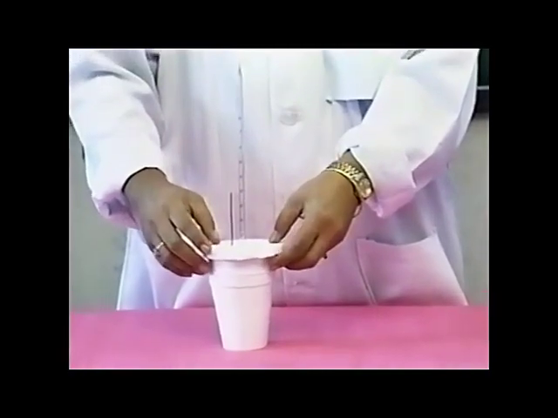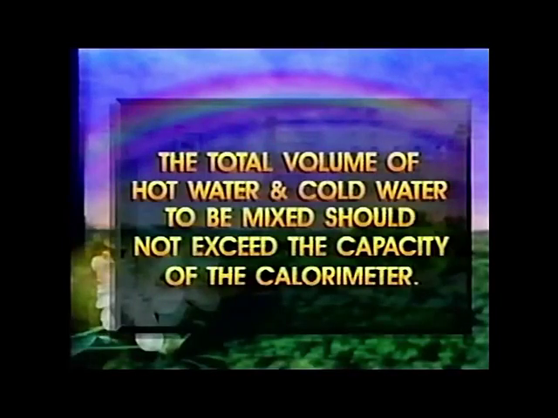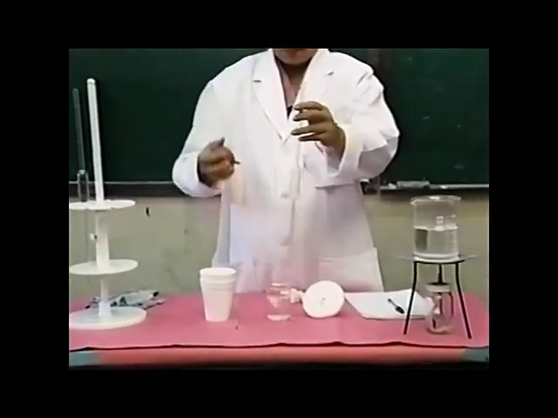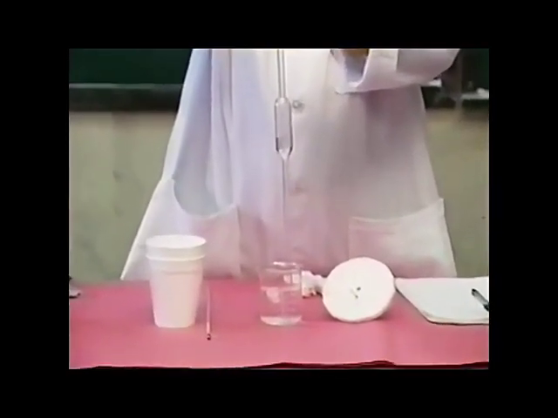To calibrate the calorimeter, we mix known masses or volumes of hot and cold water. The total volume of hot and cold water to be mixed must not exceed the capacity of the calorimeter. First, pour 25 milliliters of cold water into a small beaker. Place this inside the calorimeter.